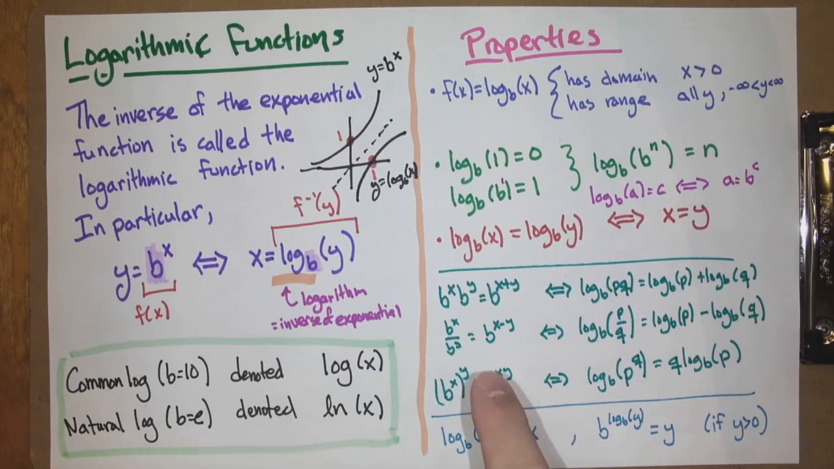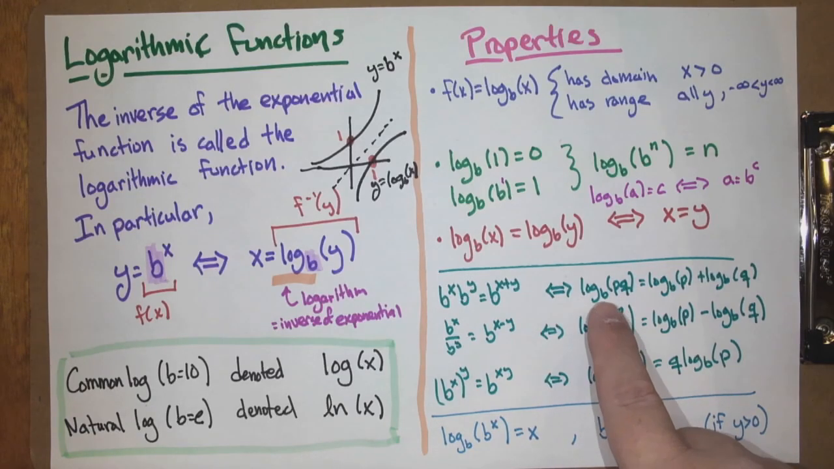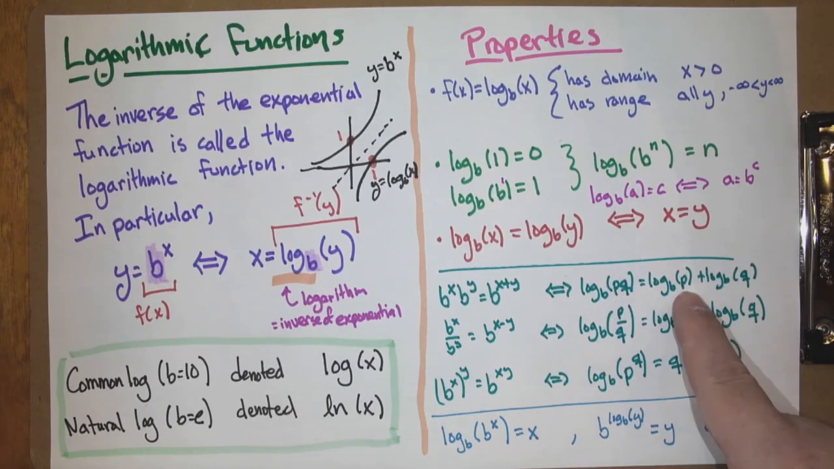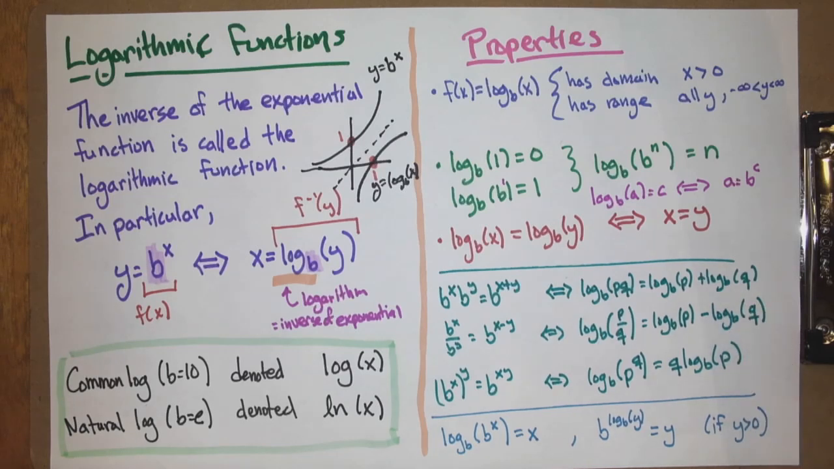So, to make it more clear, b to the x times b to the y is b to the x plus y. So if you multiply, you add the exponents if the bases match. We can turn that now and say, well, what does that mean about logarithms? Well, it says the following. Log base b of p times q becomes log base b of p plus log base b of q. In other words, logarithms turn multiplication inside into addition outside.